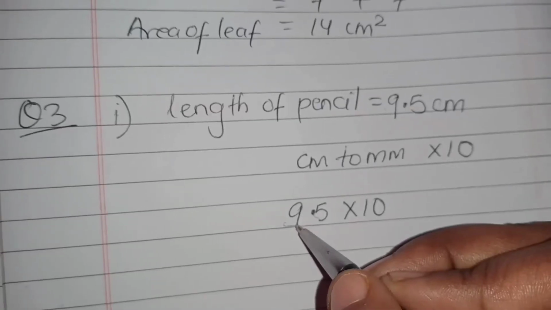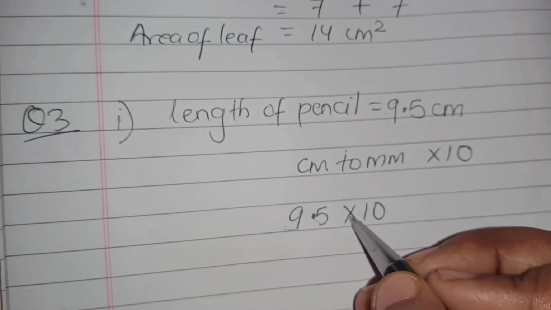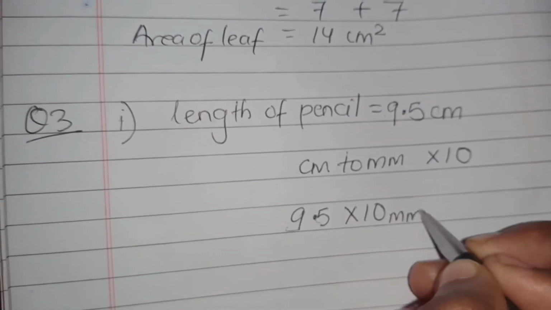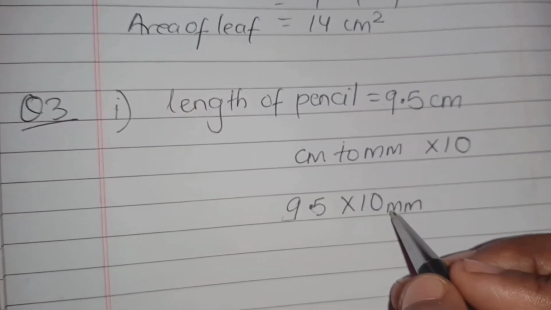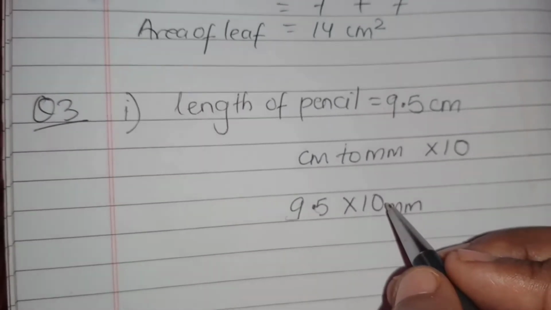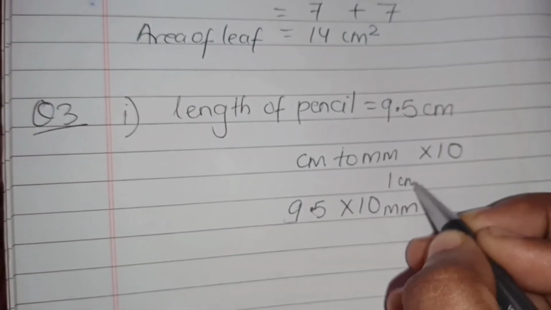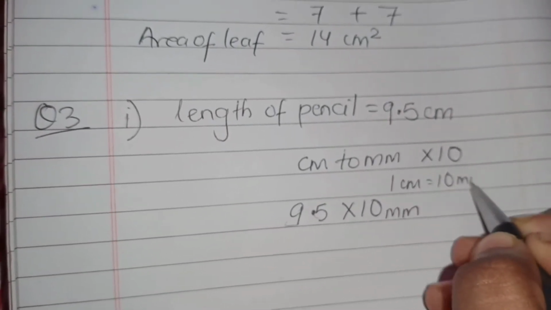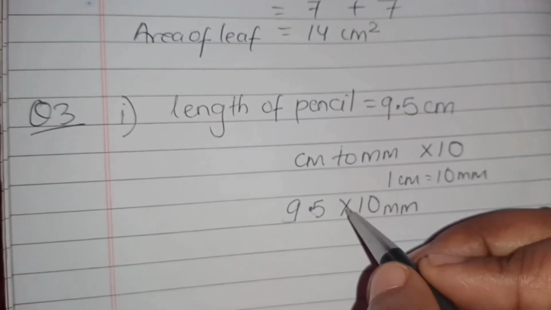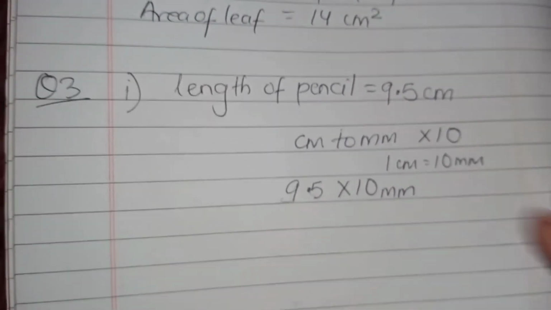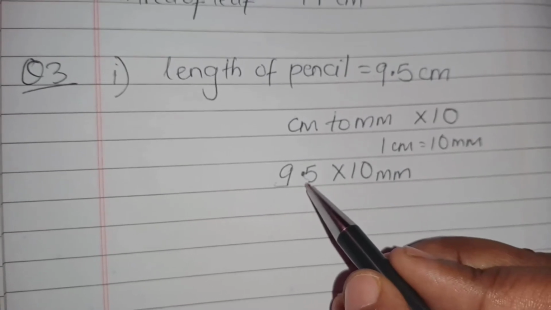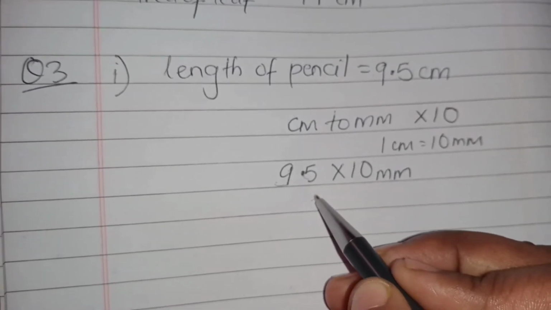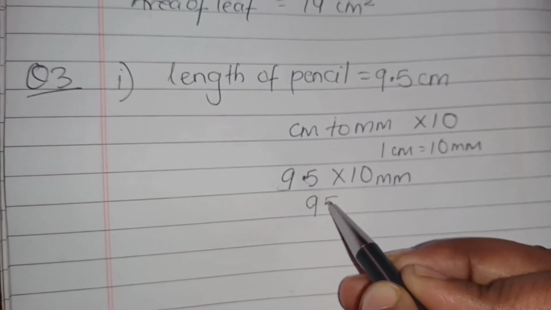So we have to multiply 9.5 into 10 millimeter. We are converting this centimeter to millimeter. 1 centimeter is equal to 10 millimeter. And to convert centimeter to millimeter, what do you do? We have to multiply by 10. Okay, so 9.5 into 10. So what will be the answer? You have to write here.